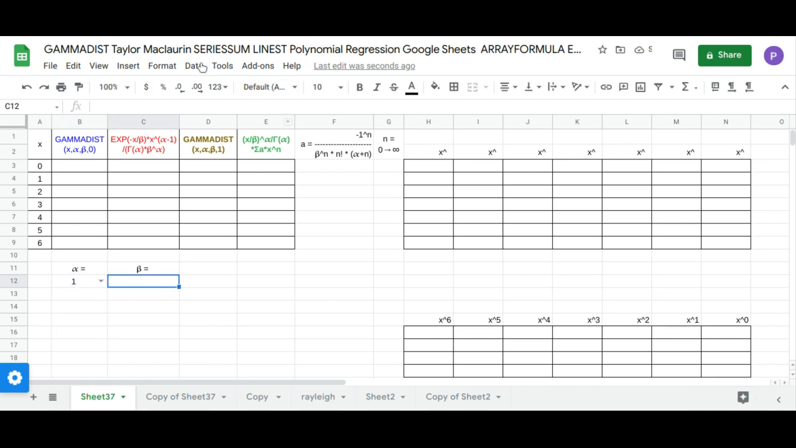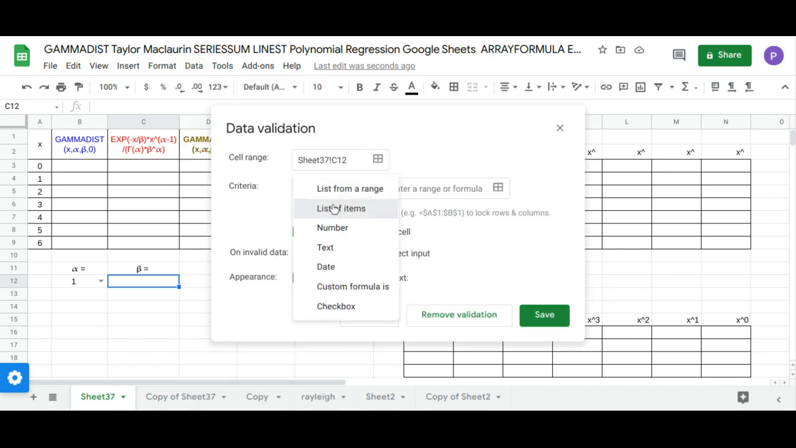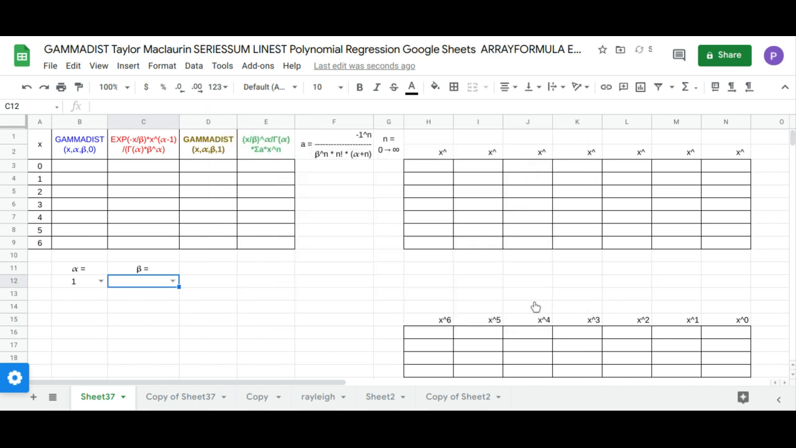Likewise, beta. So data validation, list of items, also from 1 to 6. So our beta can start from 1 up to 6.